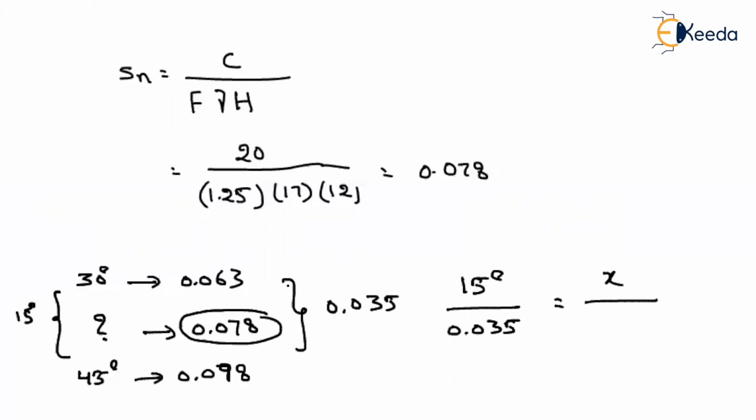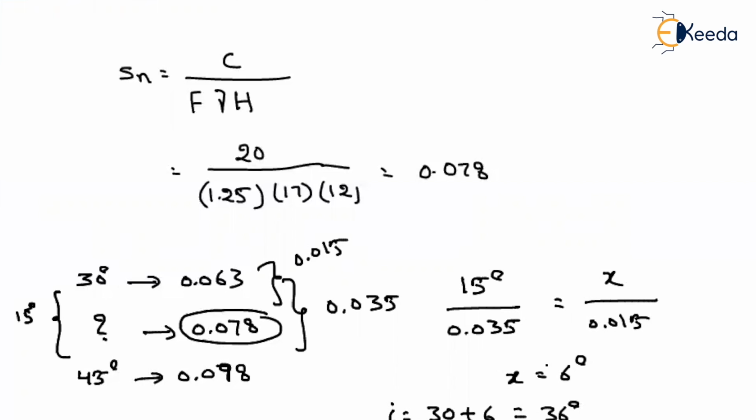What is the variation between these two? The variation between these two is 0.015. So for 0.015, what is the value of x? You will get it as 6 degrees. So this degree is from where? From 30 degrees. So what is the total inclination? That will be equal to 30 plus 6, that is equal to 36 degrees.